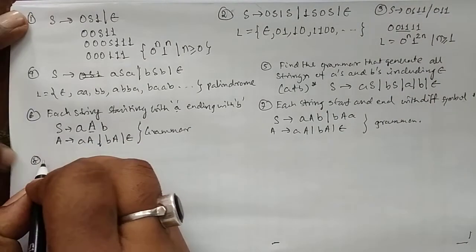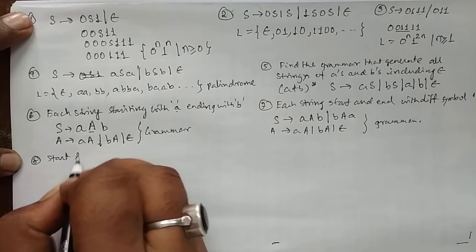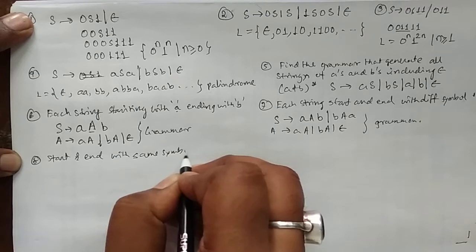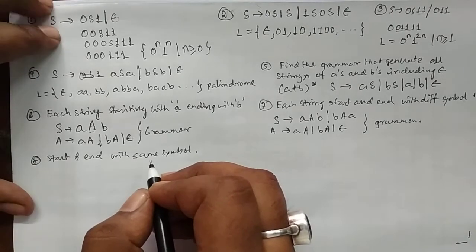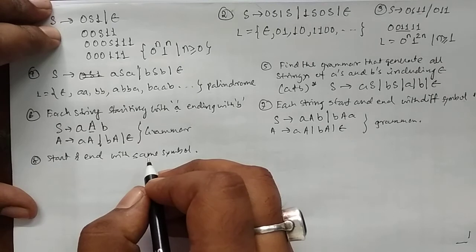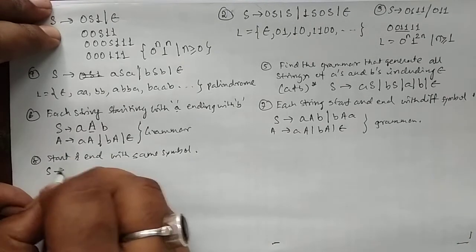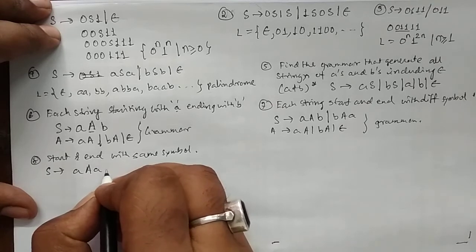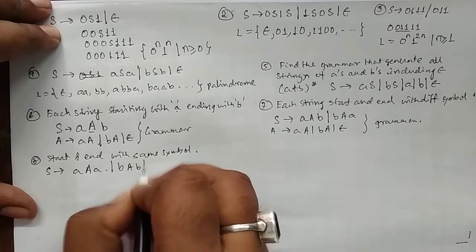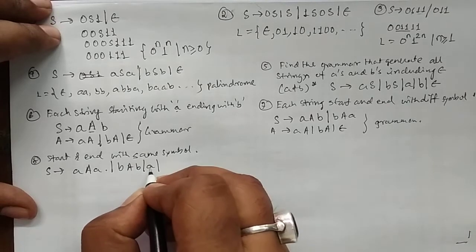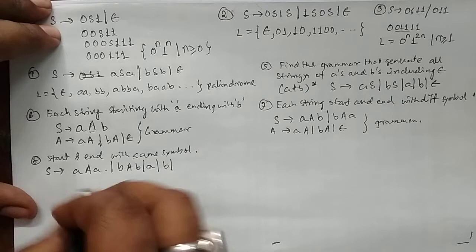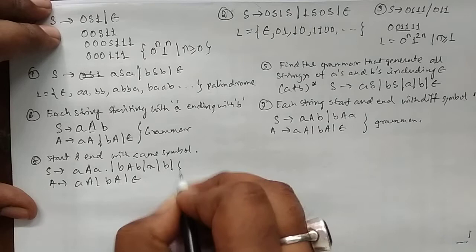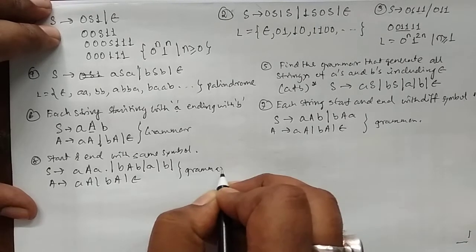Now if it is the case of starting and ending with the same symbol, then what will be the scenario? Start and end with the same symbol means start and end with the same symbol. So this may be one possible solution, or this may be another possible solution, or this, starting and ending with the same symbol, or this. Where you can say A is nothing but this one or this one or this one. So this is the corresponding grammar.